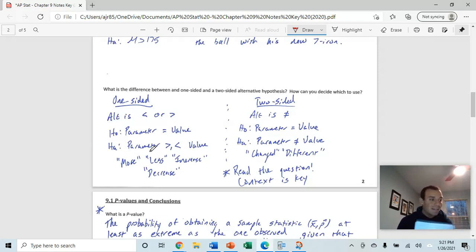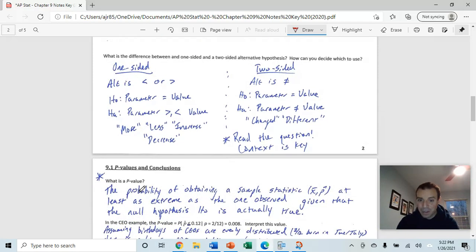So once you've got your hypotheses, the key thing here is finding what's called a p-value, that will determine whether or not we have evidence of the alternative. So what is a p-value? A p-value is a very important thing that many people struggle to understand and define. What a p-value tells you is the probability of obtaining a sample statistic at least as extreme as the one observed, given that the null hypothesis is actually true. So make sure that you have this definition down, and then we'll talk about exactly what that definition means.